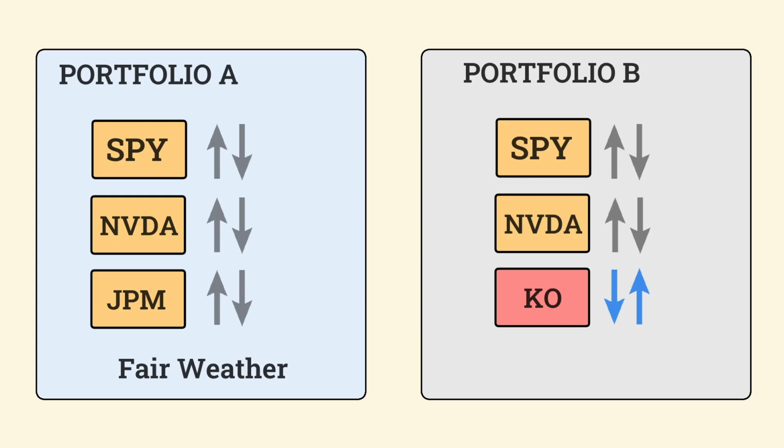Portfolio A is more concentrated. It can perform very well when those assets are doing well, but they can also decline together. Portfolio B is more diversified because not everything moves together. Its performance tends to be more stable.